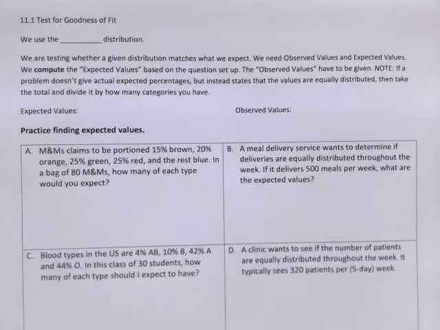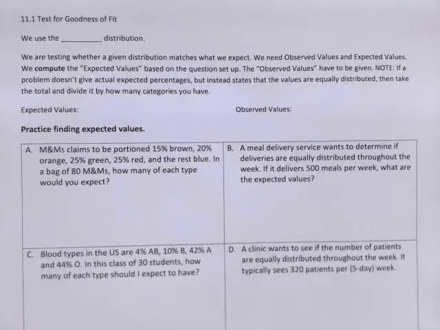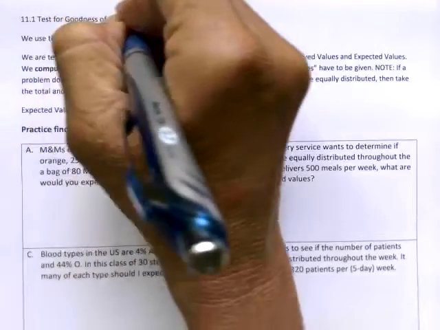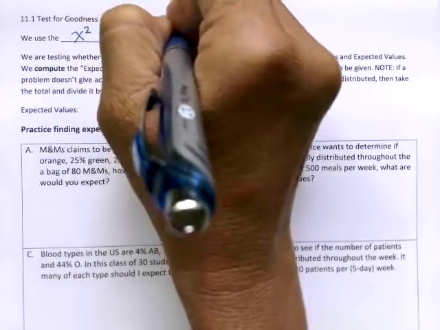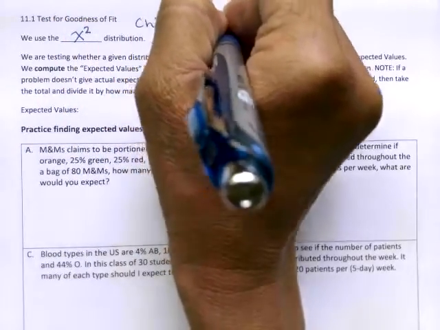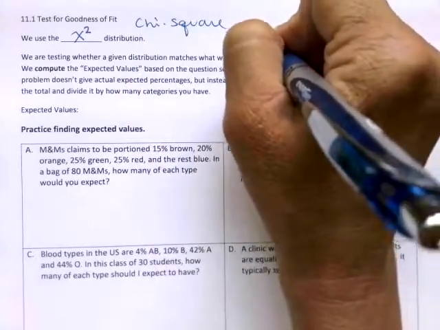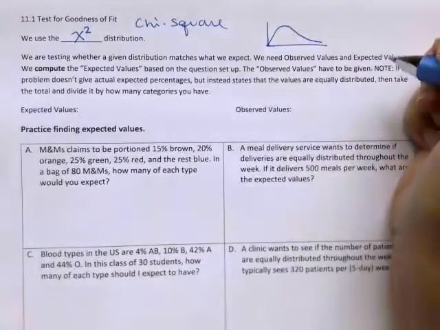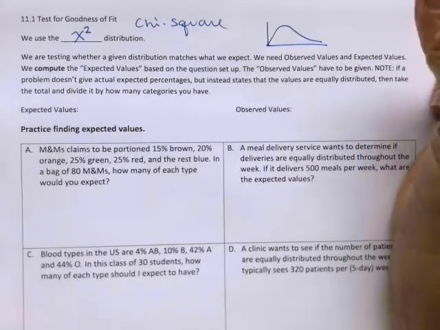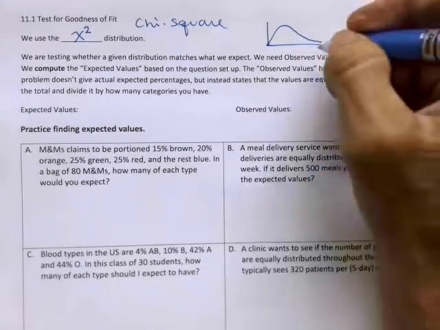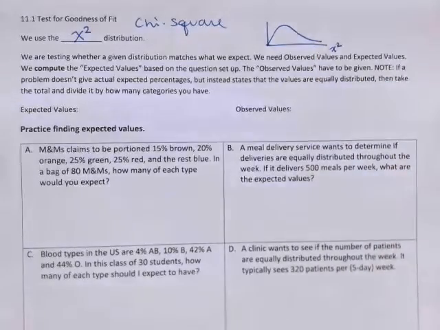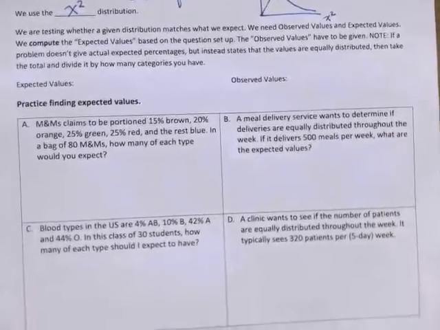So this video is about the test for goodness of fit. The distribution that we're going to use for this one is the chi-square. And remember what the shape of that distribution is, right? Well, it's kind of like that. It can be a bunch of different things depending on your degrees of freedom. So this will be based on degrees of freedom, and we'll talk about how to figure that out for these situations.